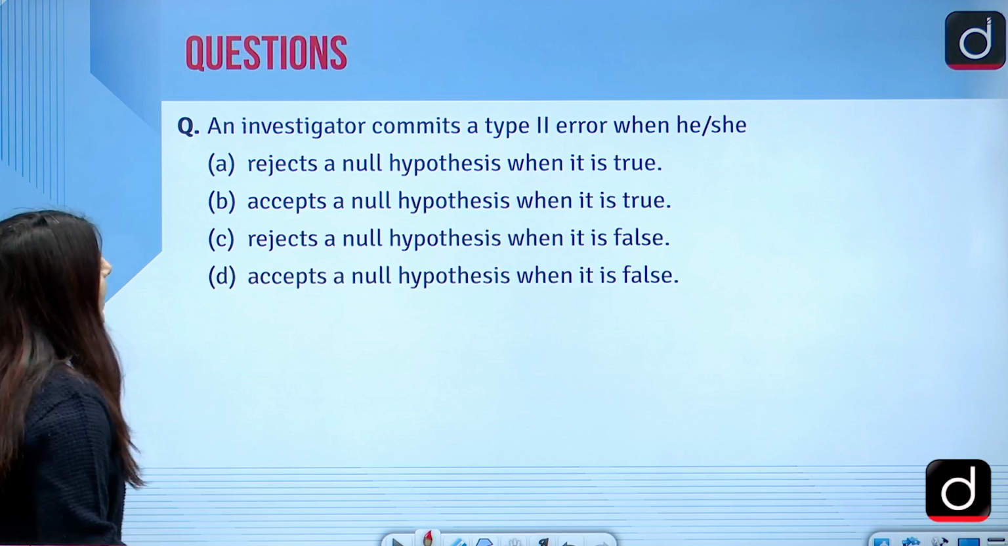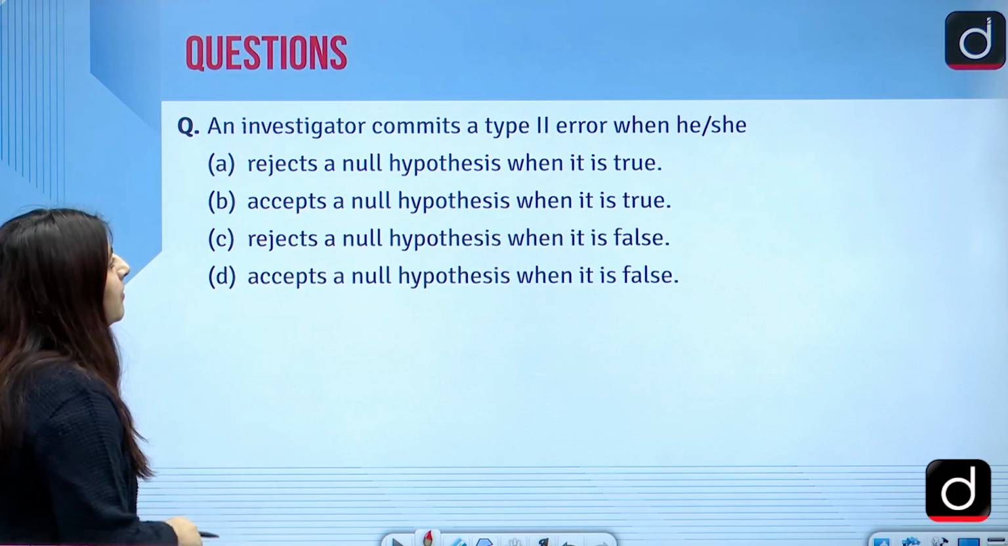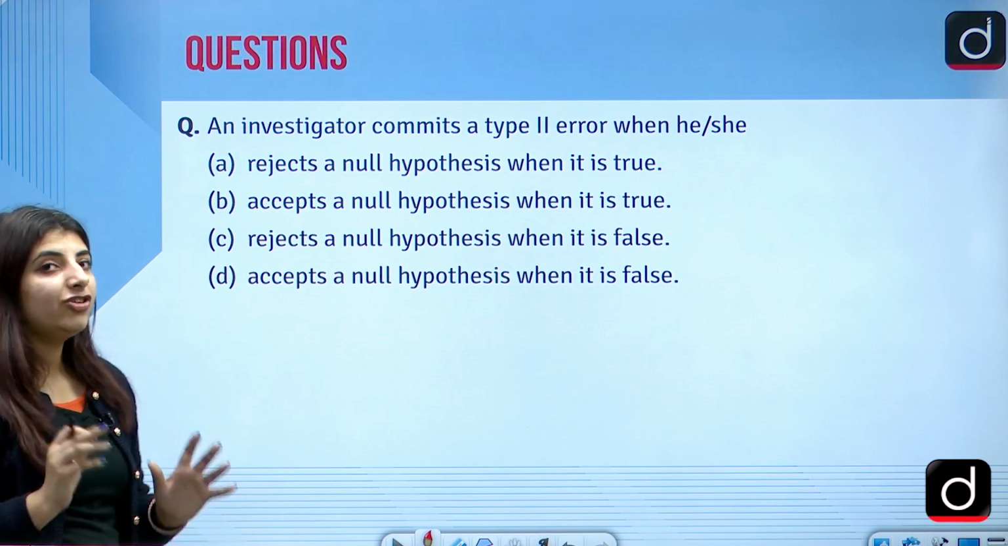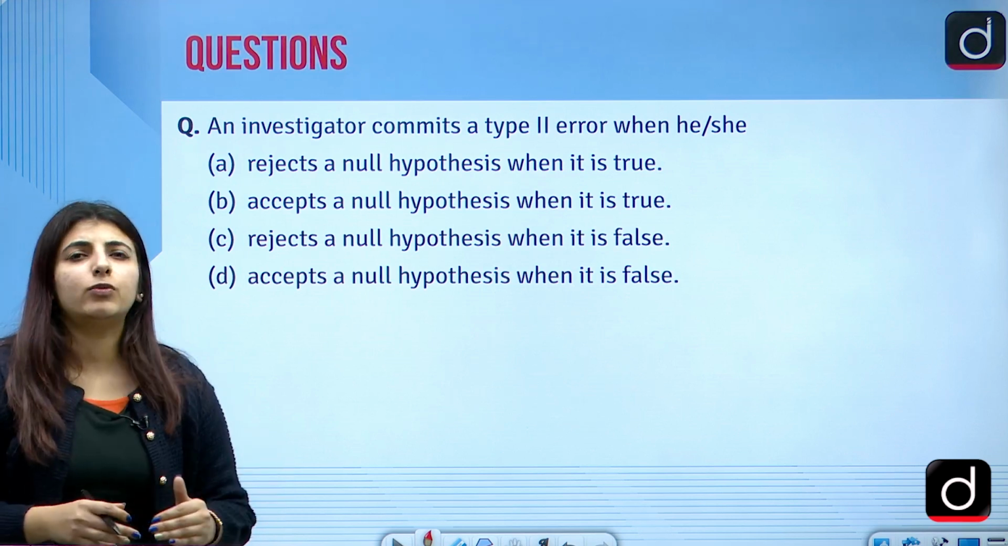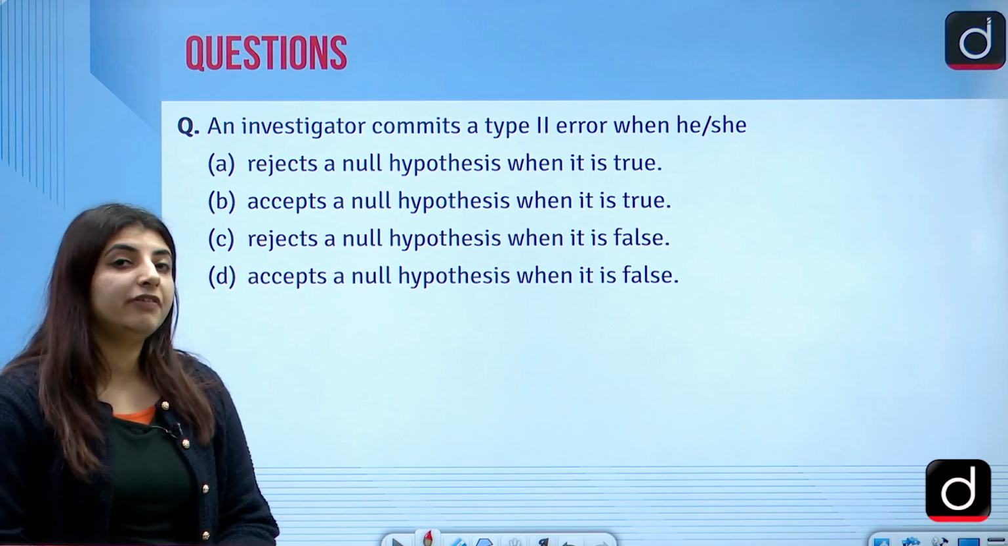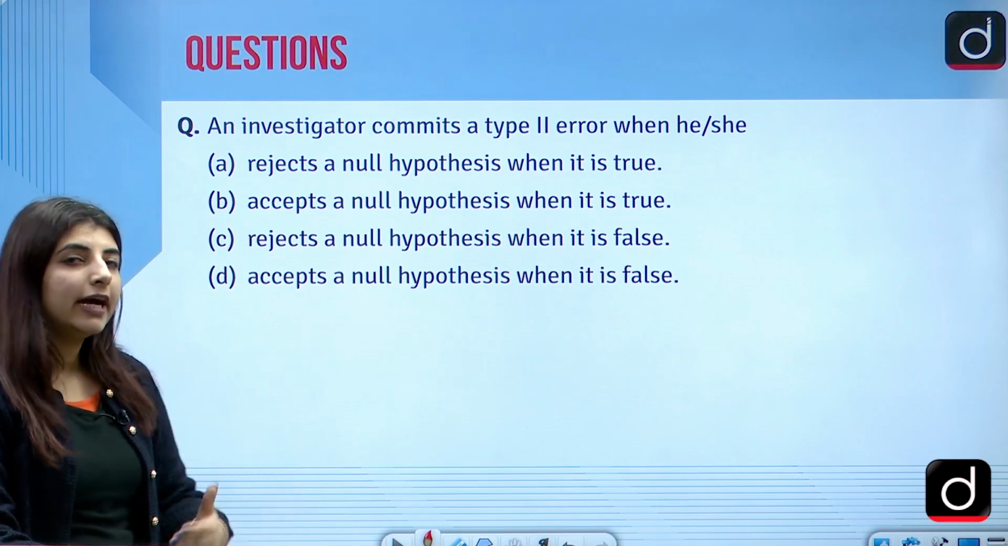Then we have: an investigator commits a type 2 error when she... Read the options and see what you think. What do you acquire from the previous information that you have of the types of errors?